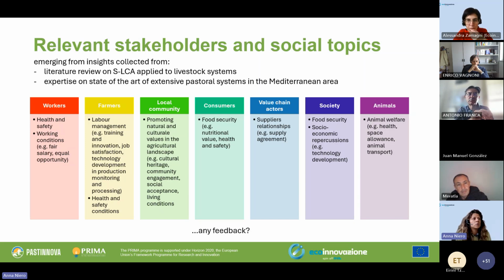And with the animals, of course, animal welfare, including health, the space allowance given to animals, and the animal transport as main social issues. If you have any comments or suggestions related to these topics represented in this slide, please feel free to intervene as you wish, since any consideration from your side would be very important for us, so that we can have some sort of validation of these social topics that we derived from the literature. Yes, please, Antonio.